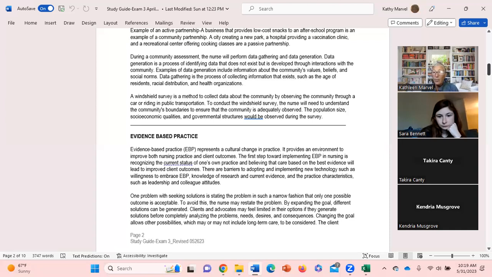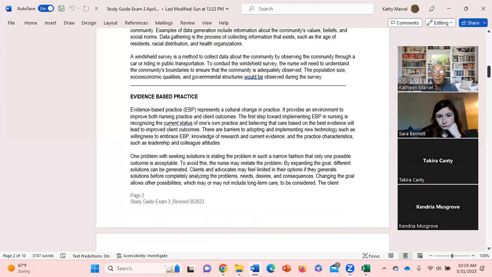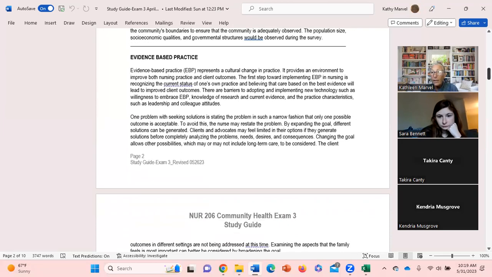Then the next concept that was covered was evidence-based practice. What is evidence-based practice? You got to know this for the exam. Several questions on evidence-based practice. What is it?